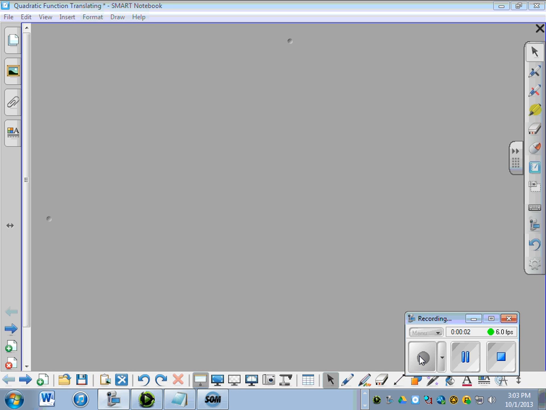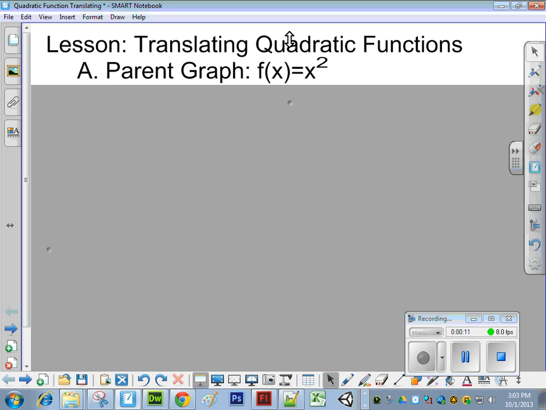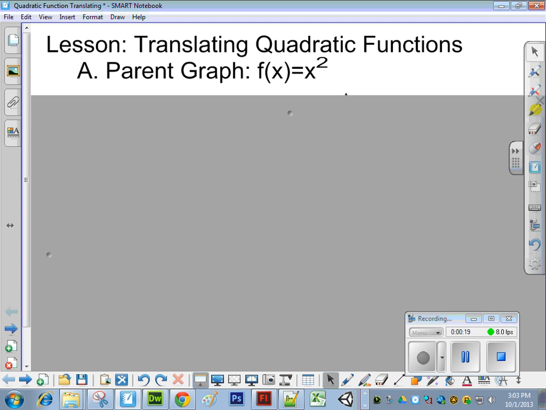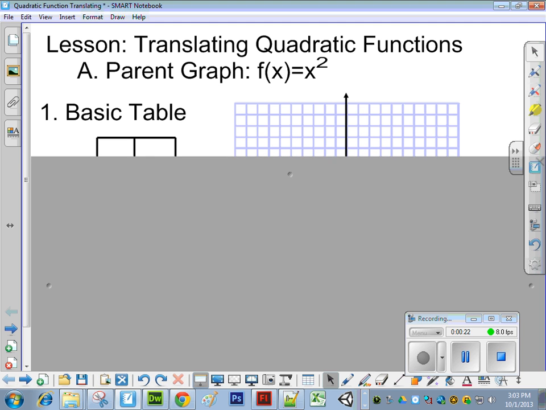Hello, welcome to a quick video on setting up and translating a quadratic function. So at first, we're going to look at translating standard quadratic functions. The parent graph, f of x equals x squared. Now one way of doing it is the basic table.